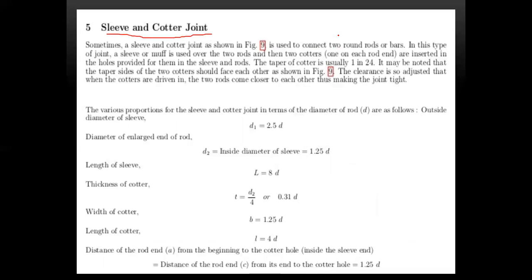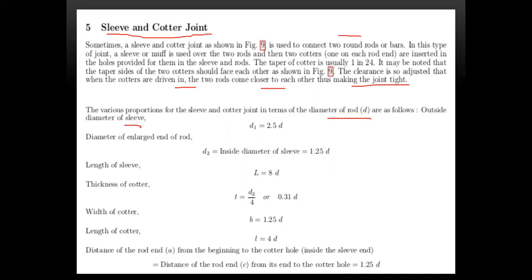It is used to connect two round rods or bars. In this type of joint, a sleeve or muff is used over the two rods, and then two cotters are inserted in the holes provided for them in the sleeve and rods. The taper of the cotter is usually 1 in 24. It may be noted that the two tapered sides of the cotters should face each other. The clearance is so adjusted that the cotters are driven in and come closer to each other, thus making the joint tight.